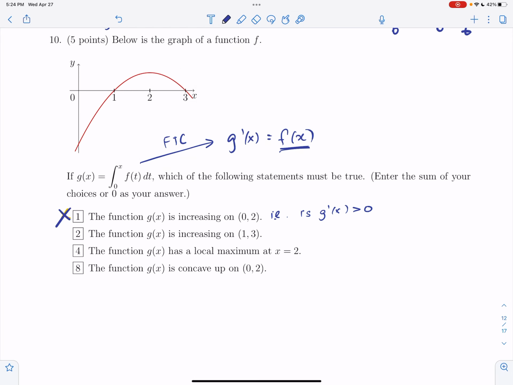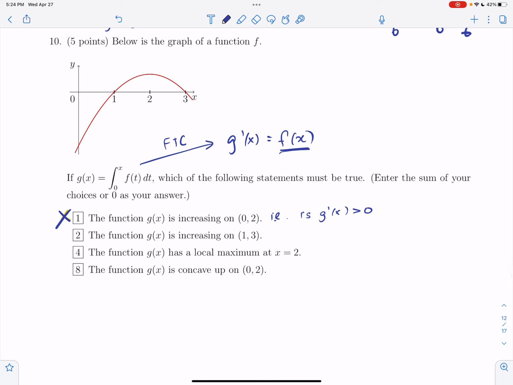The function's increasing on 1 to 3. Well, let's take a look. What is g of 1? G of 1 is minus of that area. And then what's going to happen?